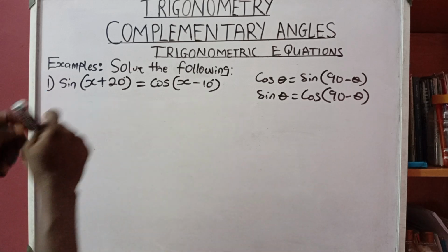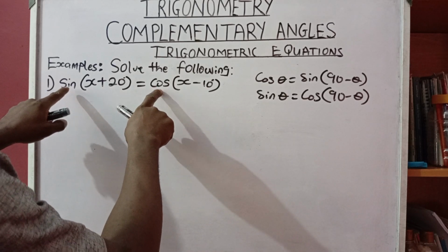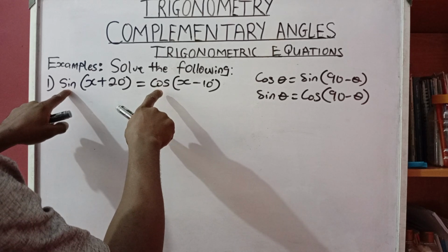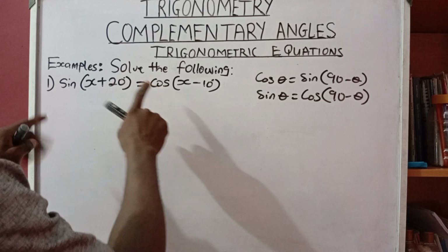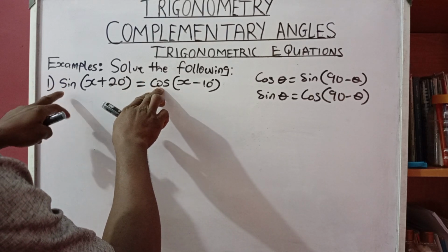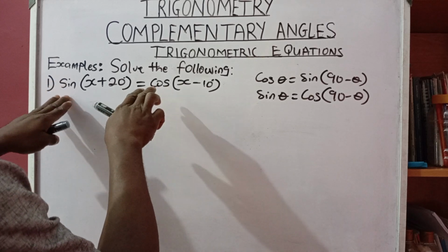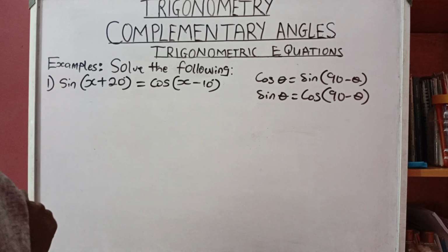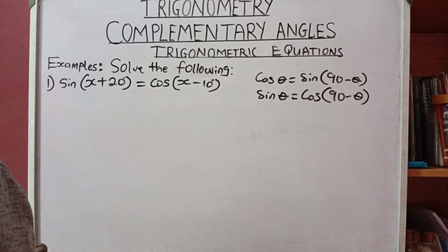Now, as you can see, we have different trig representations. Here we have sine, here we have cos. So all we need to do is change one of these, either change cos to become sine, or change sine to become cos, so that what we have here will be the same thing. Whichever way you approach it, that will give you a perfect answer.